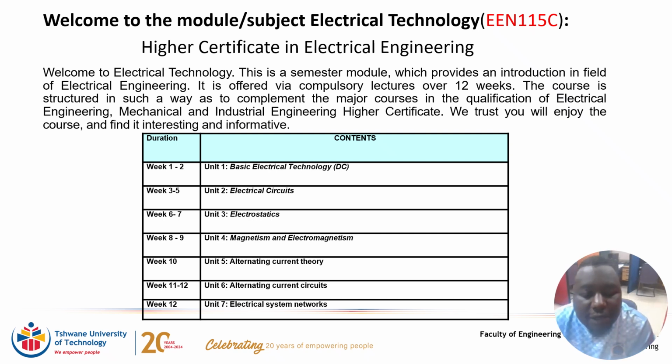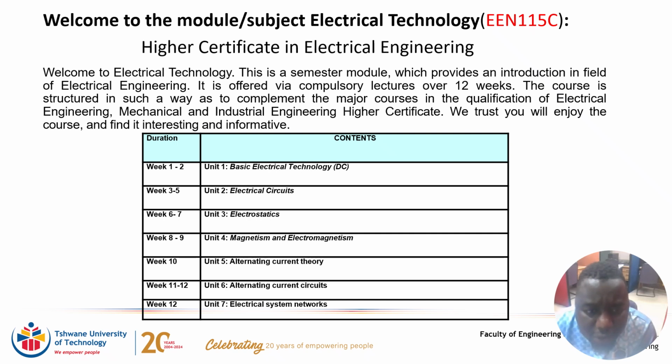The subject is offered in the higher certificate in electrical engineering. It's a 12-week module. The contents of this module are 7 units as shown here. The first unit is covered within the first 2 weeks, which is the basic electrical technology. Then between week 3 and week 5, we touch on electrical circuits. Then between weeks 6 and 7, we'll be touching on electrostatics.